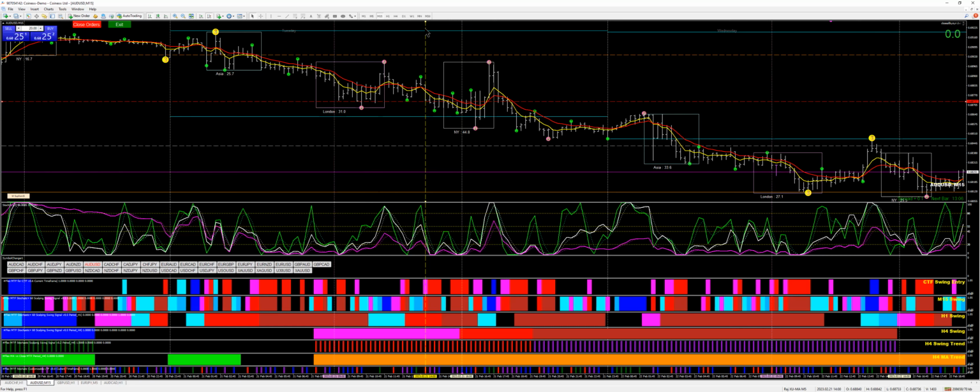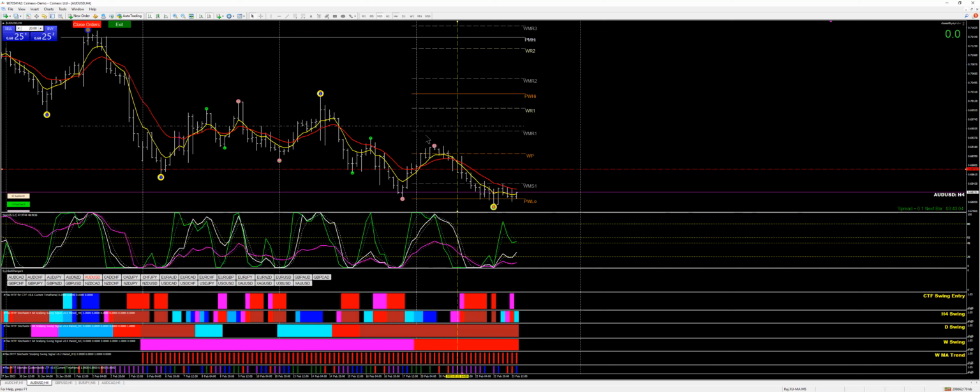Okay, you go back to the 4-hour, and your trade is basically to here. You get 60 pips, 50 pips. Okay, I'm making notes on the side here. 3 pips, 3 lots.